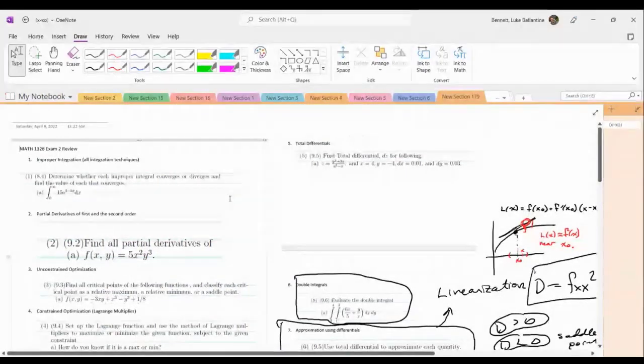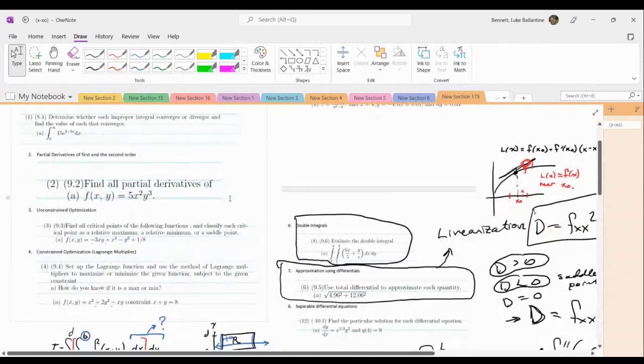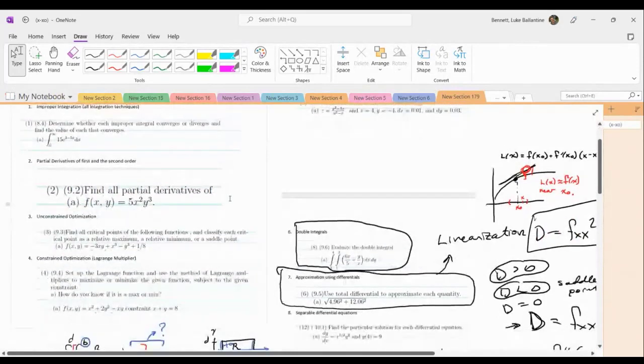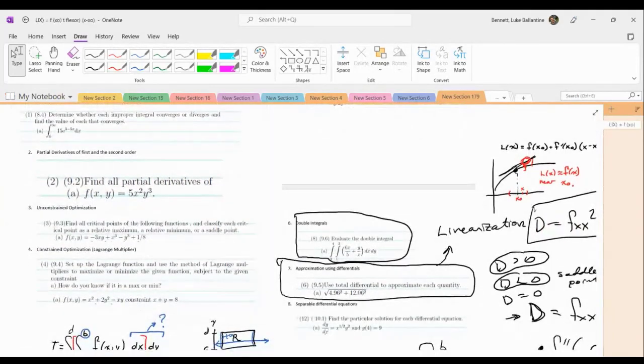Okay, so which one do you guys have a preference as to what you see first?